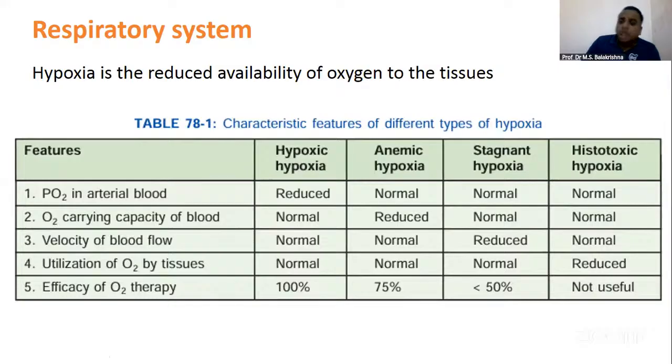Next, coming to hypoxia. This slide is very important. In hypoxia, if you know this slide, it's more than enough. This slide tells that there are 4 types of hypoxia. First is hypoxic hypoxia, second is anemic, third is stagnant, and fourth is histotoxic. These are the features: in which type of hypoxia, what is normal and what is reduced. It's all self-explanatory, nothing much to explain here. So please learn this chart. Almost 15 to 20 MCQs can be made from the same table.